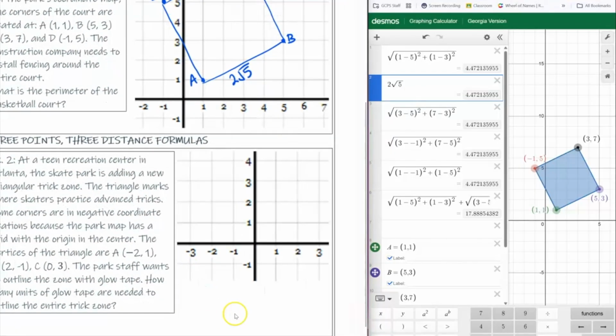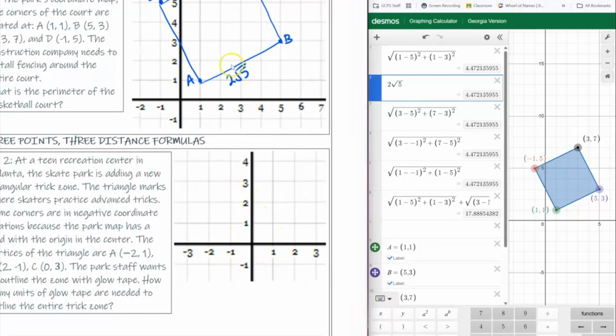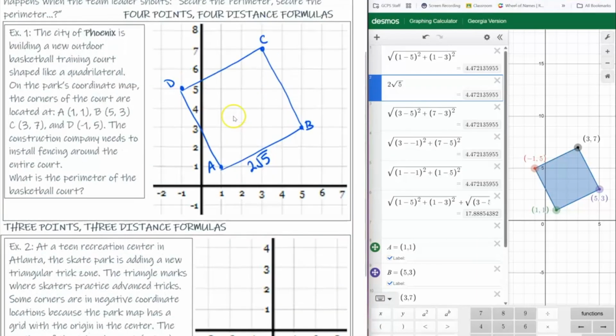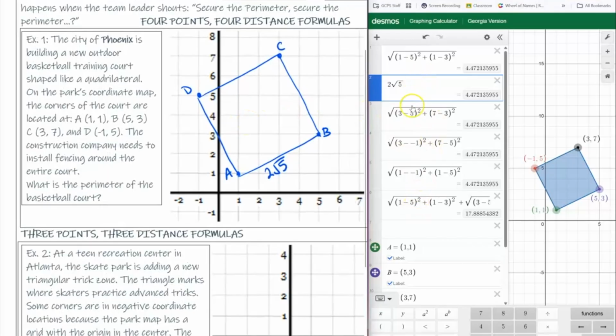Okay, so when you're doing your questions, I do want you to also label what it is in simplified form. So 2 radical 5 for that one. And again, we're going to keep repeating this process. Now, I know mine are all the same. So for you, if yours are not the same, you're going to do it 3 times because you have 3 points. For me, I'm just going to repeat the process just to show you.